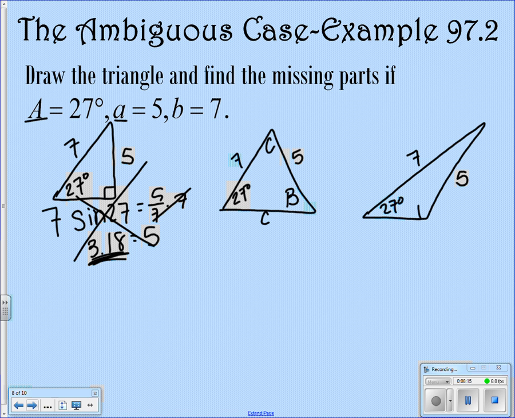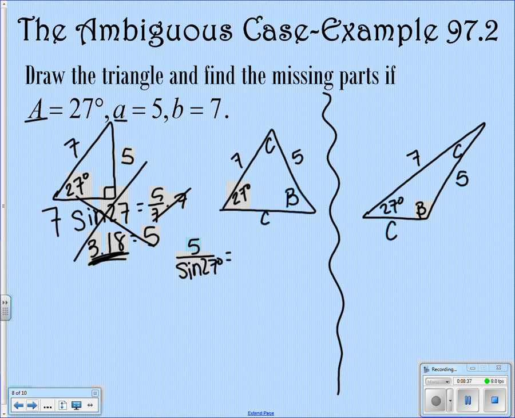And then this is going to be angle B, angle C, and side C. And so you're going to have 2 triangles, and you're going to have 2 values for angle B, 2 values for angle C, and 2 values for side C. So we can use the law of sines to find your information. We're going to have 5 over sine of 27 equals 7 over the sine of B.